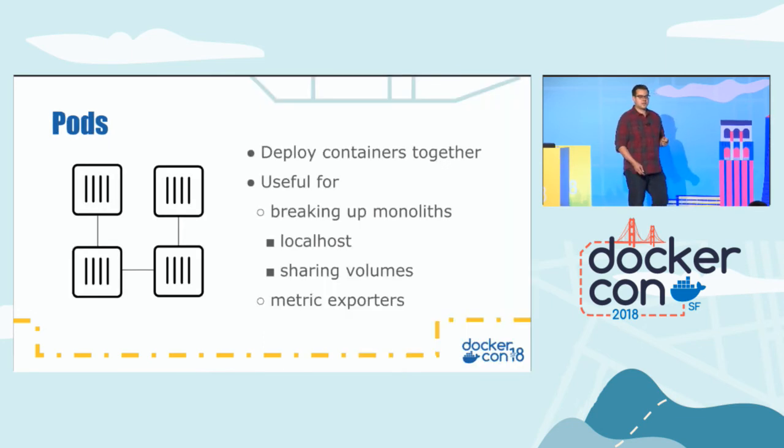And then a cool new feature for us in Kube that wasn't available in Swarm: pods. If you're not familiar with pods, basically it lets you deploy several containers together on the same host, so they always go to the same place. So this is kind of useful for a few things.